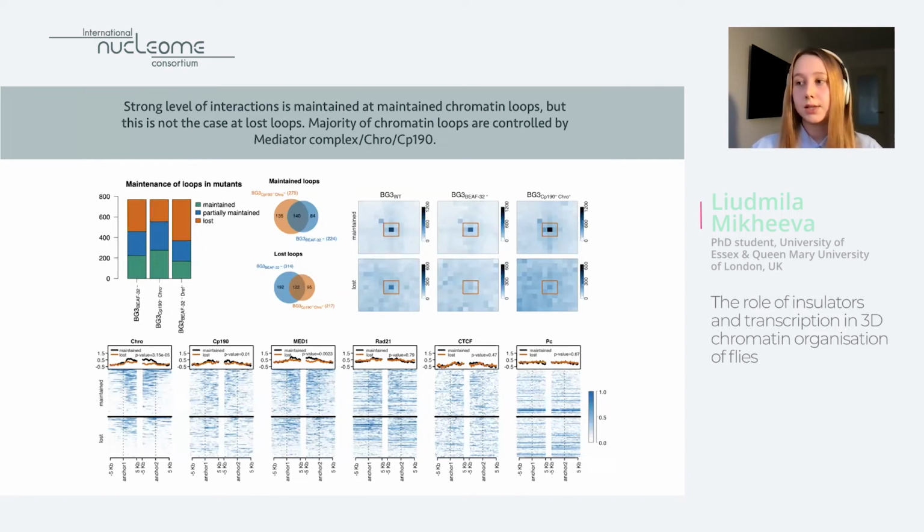The majority of chromatin loops in our dataset are located near a MED1 ChIP peak, indicating that the mediator complex would be more important for chromatin loop formation in Drosophila.